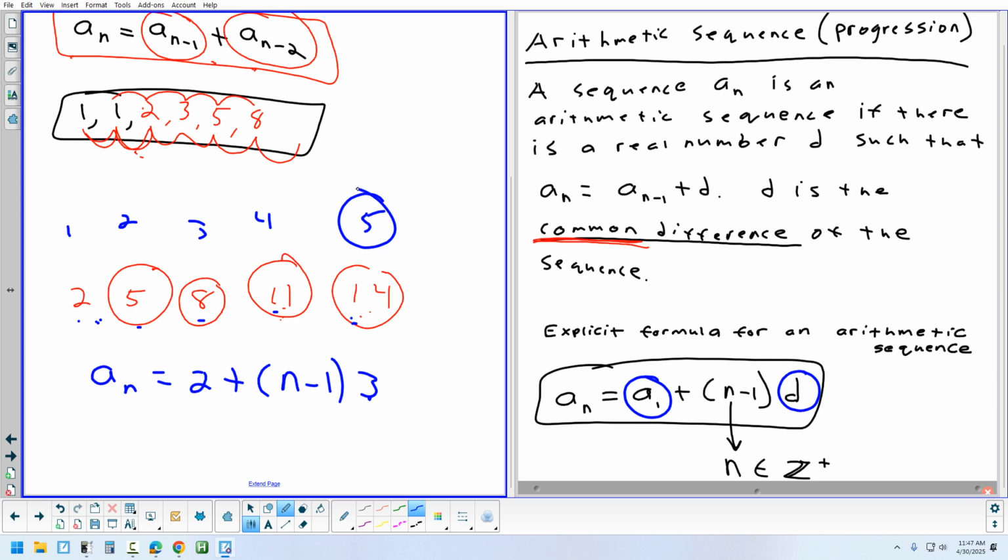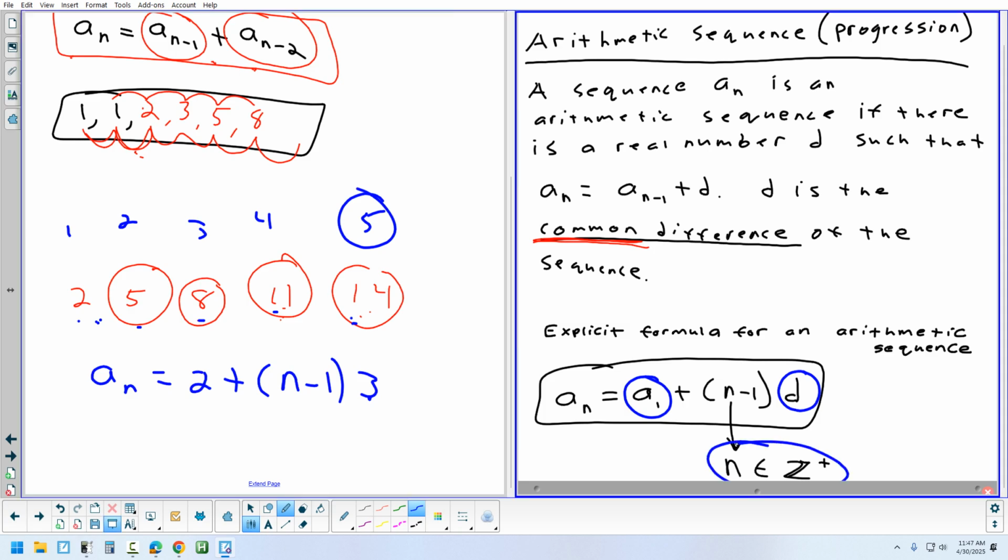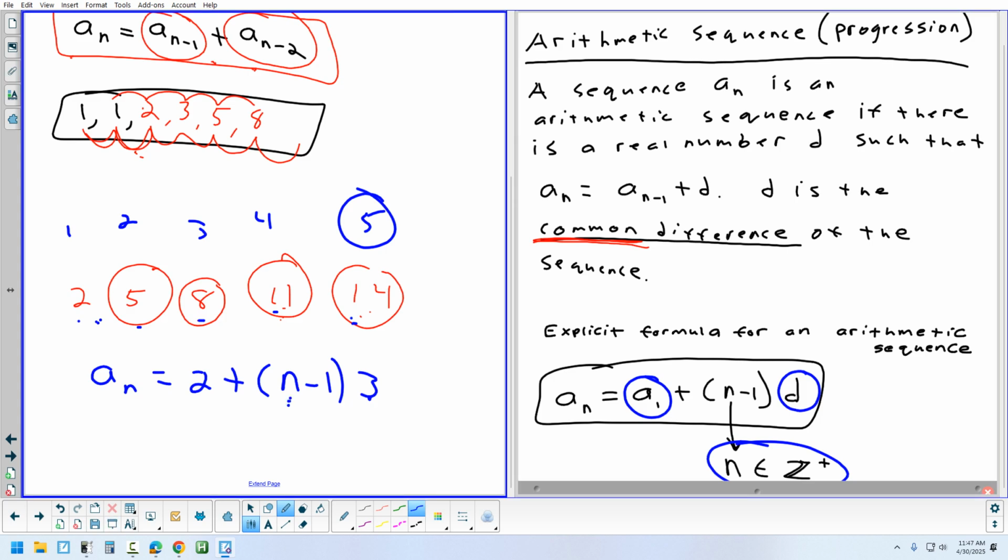All right, let's try that on one that we did earlier. This just means you have to plug in an integer. Remember, it's the capital Z. That's the symbol for an integer. You cannot plug in a decimal in this formula. I mean, you can, but the number has no meaning. There's a third term and there's a fourth term. There's no 3.5th term or anything like that. So the first term plus (n minus 1) times d.